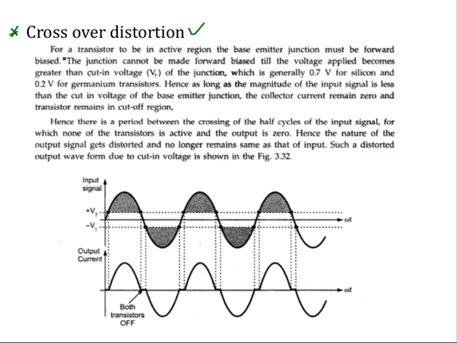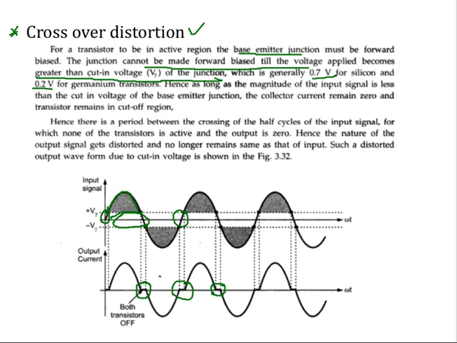But one point here is, for a transistor to be in the active region, the base emitter junction must be forward biased. The junction cannot be made forward biased till the voltage applied becomes greater than the cut-in voltage of the junction, which is generally 0.7 for silicon and 0.2 for germanium transistors. So in that case, this goes positive above this particular cut-in voltage only. So the signal is produced with a shift here. So this much portion is missing from the actual output signal. So the output current signal will have a missing portion like this, where the output is 0. That is, this duration is determined by the cut-in voltage of the transistor.